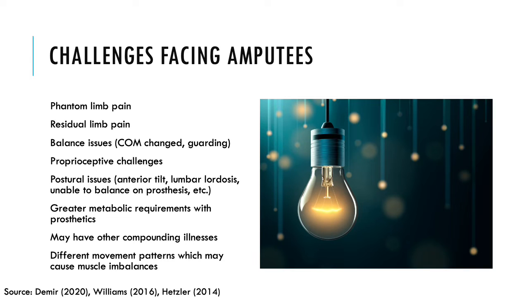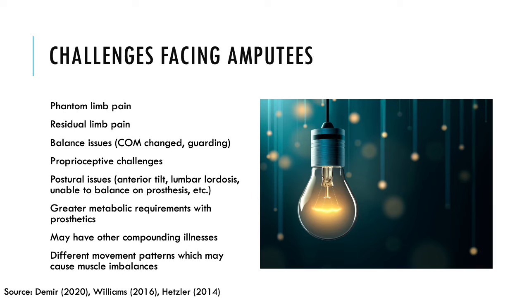There often will also be postural issues, such as having an anterior tilt to the body, an excessive lumbar lordosis, an inability to balance correctly on the prosthesis. And there's also a greater metabolic requirement when you use a prosthesis. It actually burns more energy to walk with a prosthesis than with a natural limb.